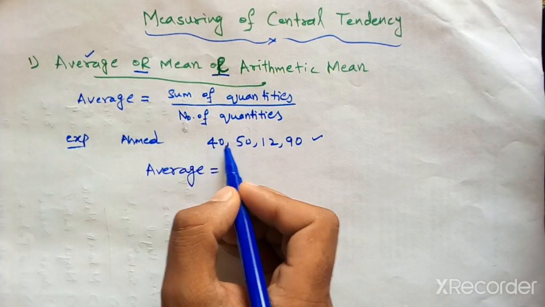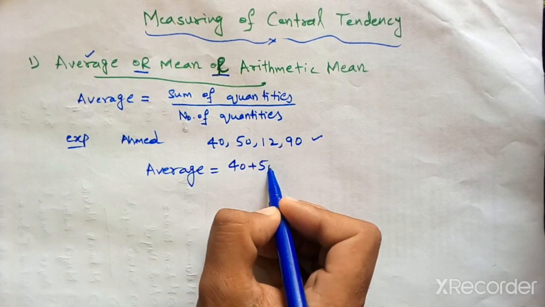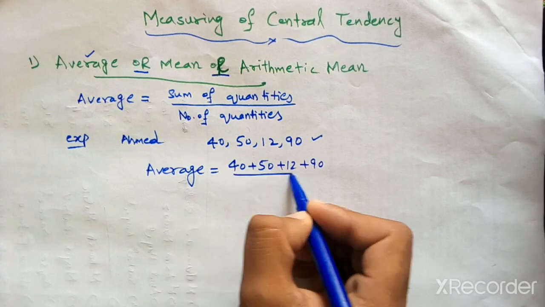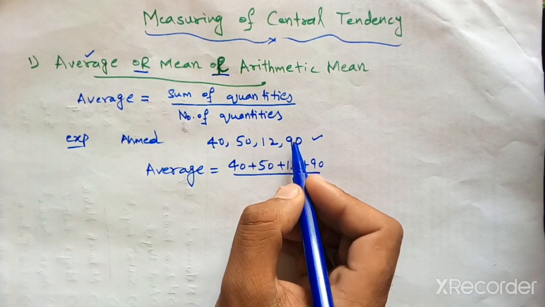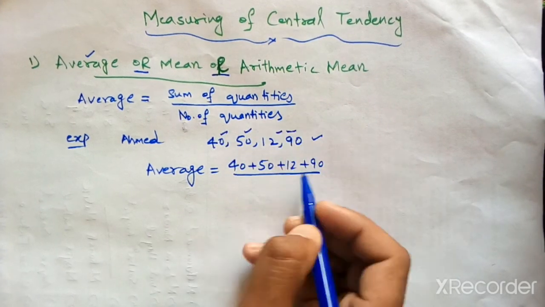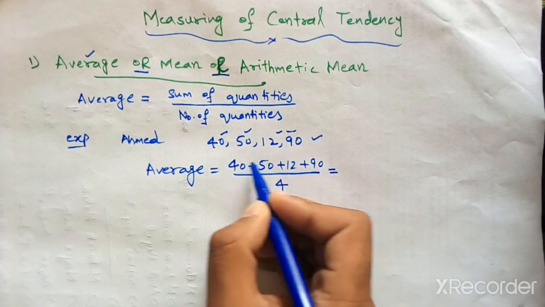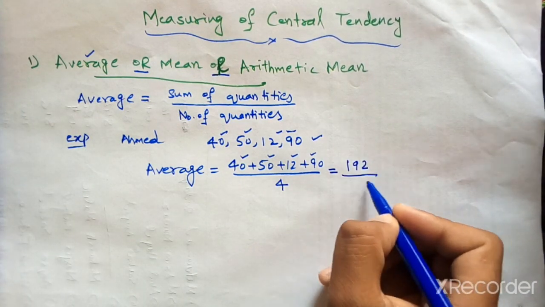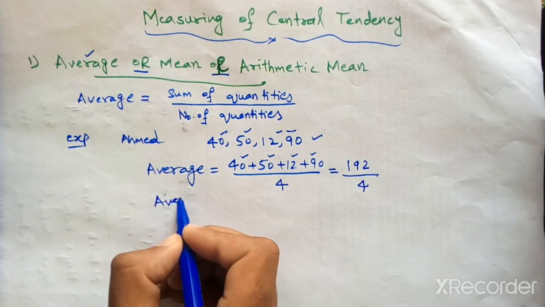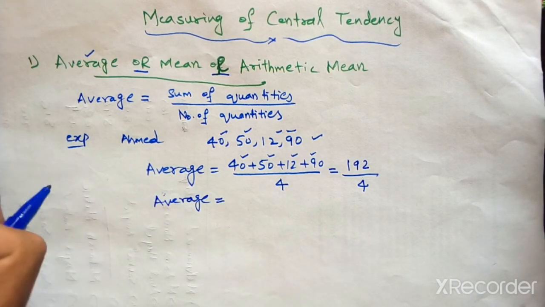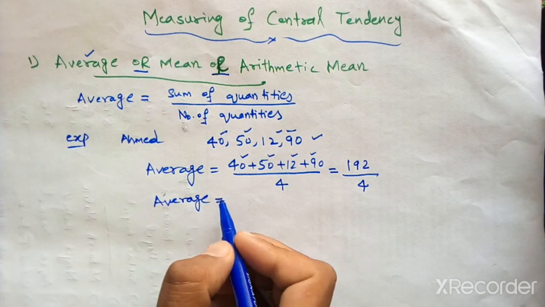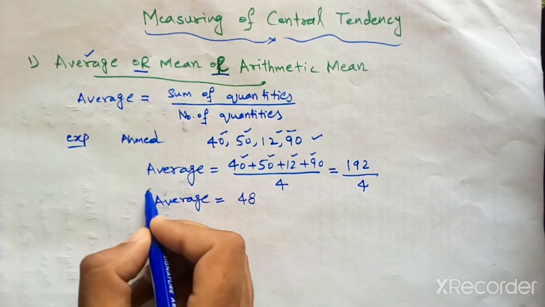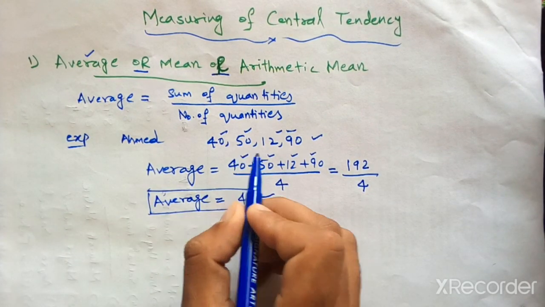So his average will be equal to the sum of the quantities. We have to sum up these 4 quantities, 40 plus 50 plus 12 plus 90, divided by the number of quantities. How many matches did he play? 1, 2, 3, 4. He has played 4 matches. When we add these quantities, 40 plus 50 plus 12 plus 90, we get 192 runs. Dividing by 4, the answer is 48. So this is the average runs scored by Ahmed in all of his 4 matches.